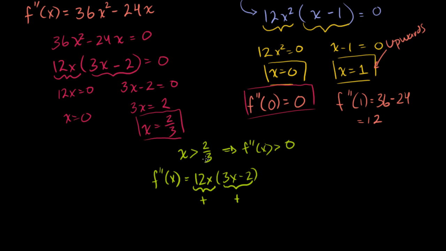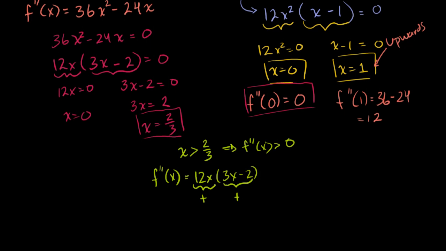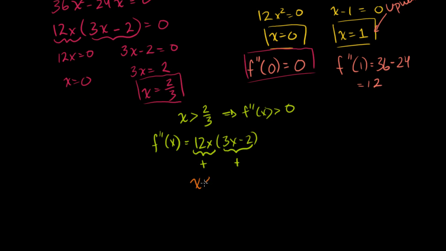But what about x being less than 2/3? So when x is less than 2/3, let me scroll down a little bit. What's going on? I'll rewrite it. F prime prime of x, the second derivative, is 12x times 3x minus 2. Well, if we go really far less, we're going to get a negative number here. But let's just go right below 2/3, when we're still in the positive domain.